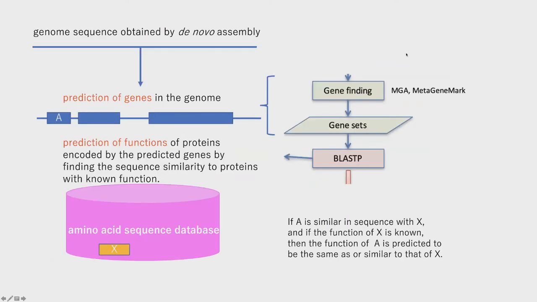Okay, contigs are just nucleotide sequences. So that is a part of the bacterial genome. So there are genes in the contig sequences, and some software can predict the genes on the nucleotide sequences. So like this, prediction of the genes in the genome is examined. Then just the region of the gene is predicted.